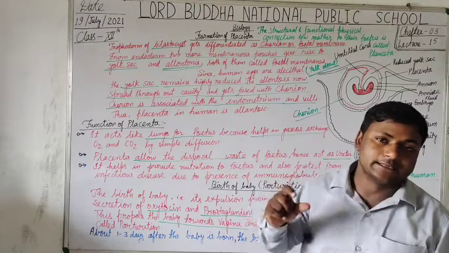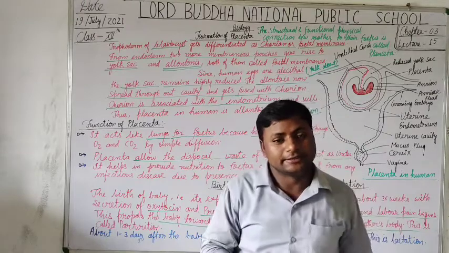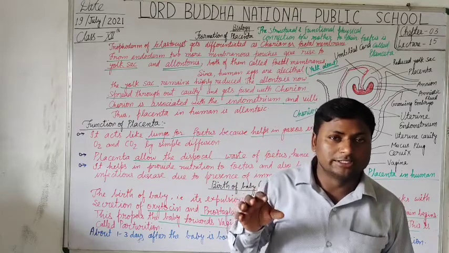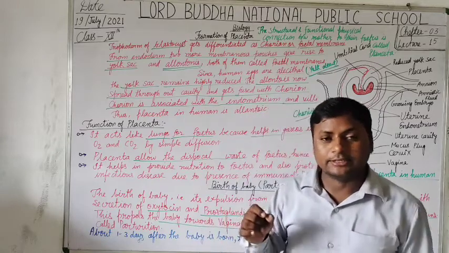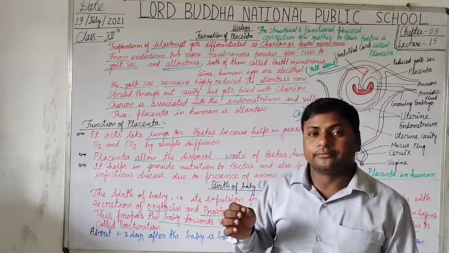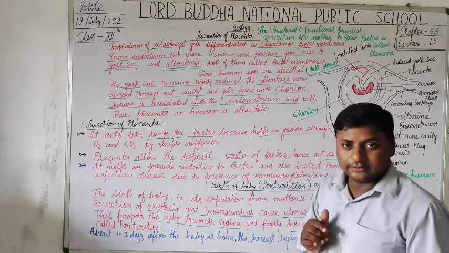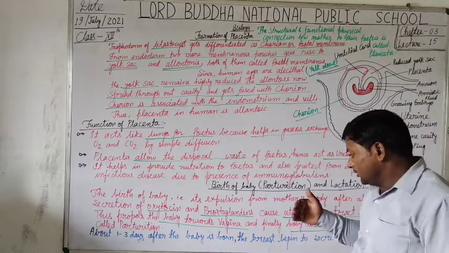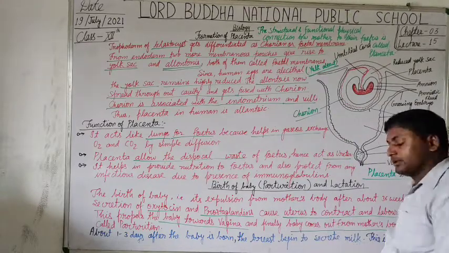So, it is very necessary to feed the baby in the first 2 to 3 days, because this yellowish colored milk contains a special protein that is called colostrum. It is enriched with DHA, immunoglobulins and many kinds of essential amino acids. Is that clear? So, about 1 to 3 days after the baby is born, the breast begins to secrete milk. This is called lactation.